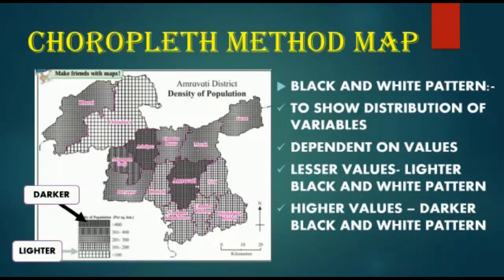Let's observe the map. By observing the map, we come to know that regions with lesser values or population are shown by a lighter black and white pattern, whereas regions with higher population are shown by a darker black and white pattern. So students, more information about the choropleth method map and map observation we will see in the next module 2.